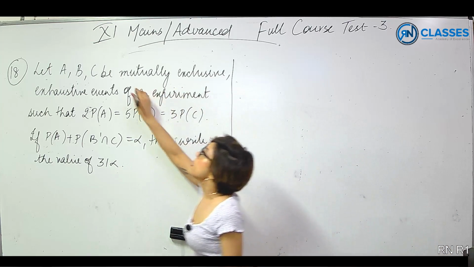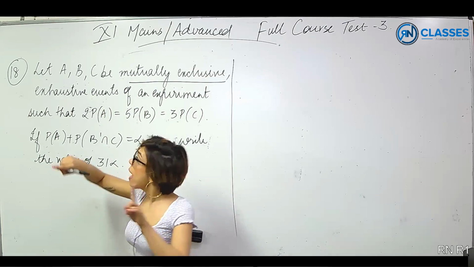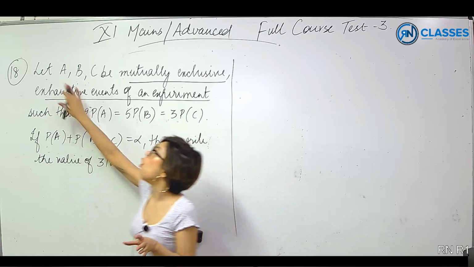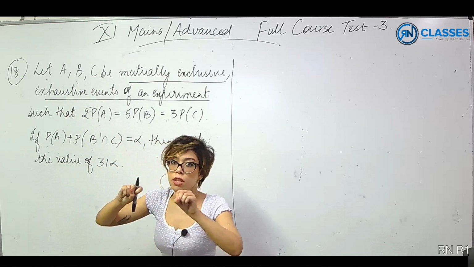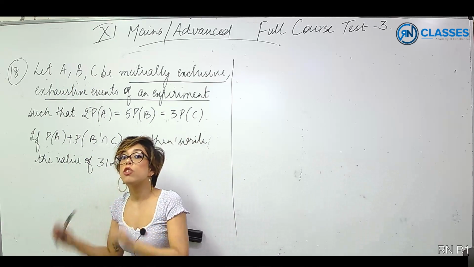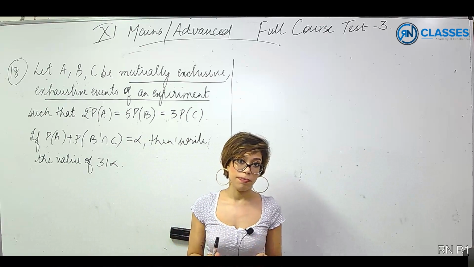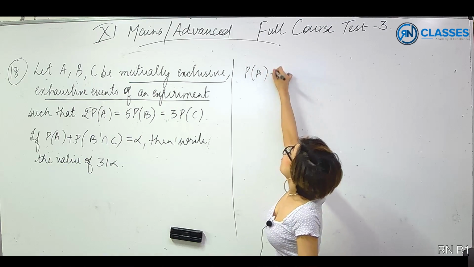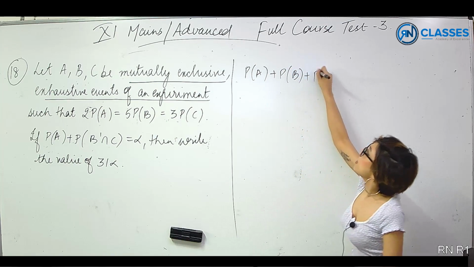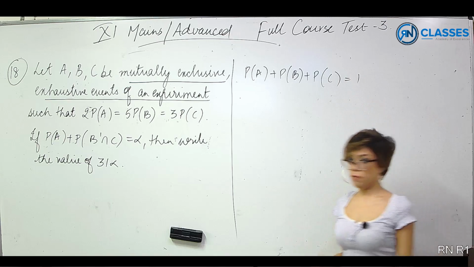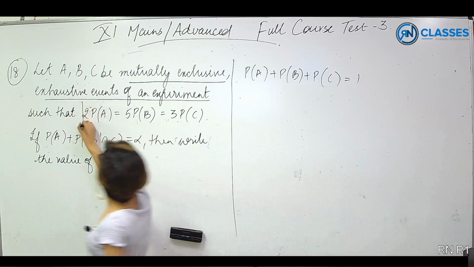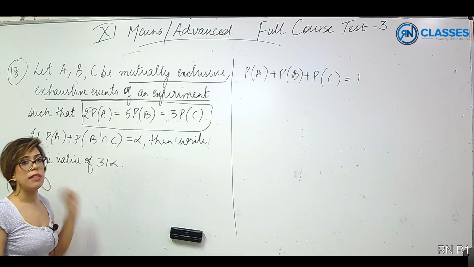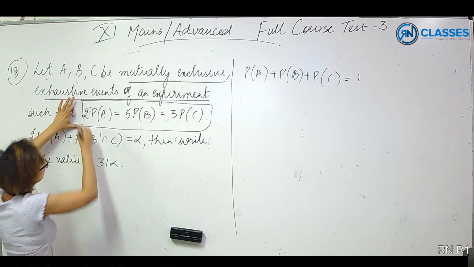Now he says if A, B, C are mutually exclusive and exhaustive events of an experiment. Mutually exclusive, so that means no overlapping cases. And exhaustive, between A, B, C, I have exhausted all the outcomes of the experiment. So that means if I add probability of A, probability of B and probability of C, this has to be equal to 1. Right? Now he says this relation is satisfied, and if this is equal to alpha, then find the value of this. Right? First of all, I need to make use of this relation.